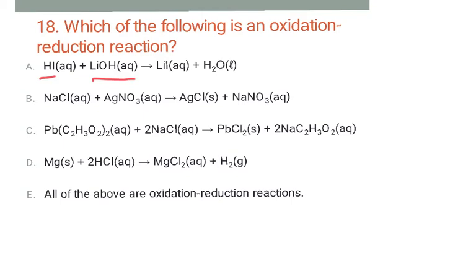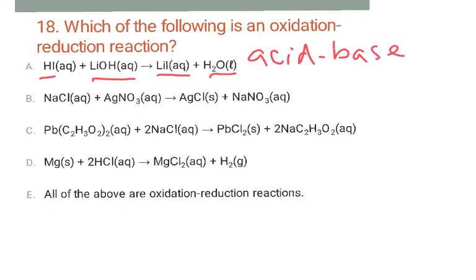And then you look over in the products. You have lithium iodide, that's a salt, it's a metal and a nonmetal. And you have water. So an acid plus base yields salt and water. So that means that this is going to be an acid-base reaction. So that's what you need to look for in an acid-base reaction. Let's look at the next one.